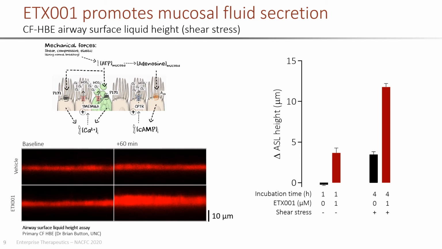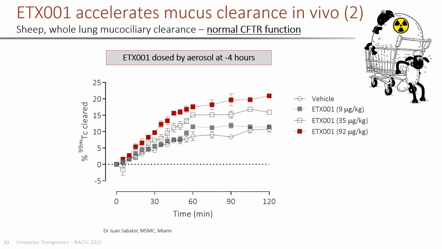So the next question is whether this translates to a meaningful mechanism in vivo. To ask this question, we've collaborated with Dr. Juan Sabate at Mount Sinai in Miami, where he has a sheep model of mucociliary clearance. Conscious sheep inhale radiolabeled particles and are then placed underneath a gamma camera, and you can monitor the rate at which these particles are moved up and out of the airway by mucociliary clearance.